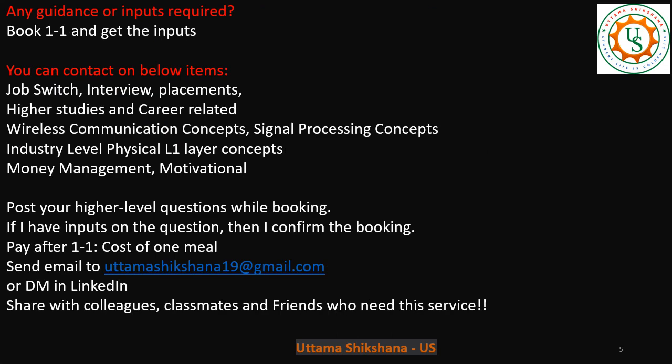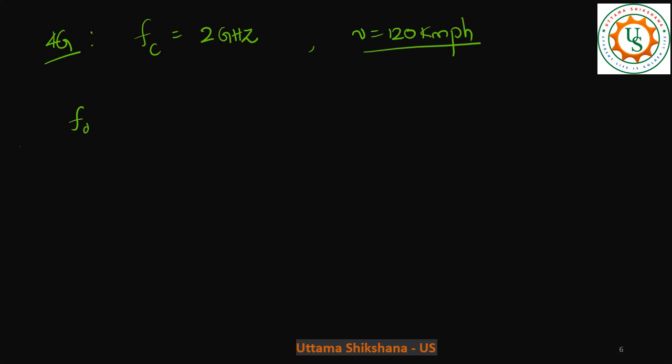So for that, first I will go to 4G. In 4G, we have to consider certain things. Let's say the carrier frequency is equal to 2 gigahertz. As I was telling, the vehicle speed can go up to 120 kilometer per hour, so for now let us consider the maximum one. And what do we need? We need the equations. So first is FD, the Doppler shift.